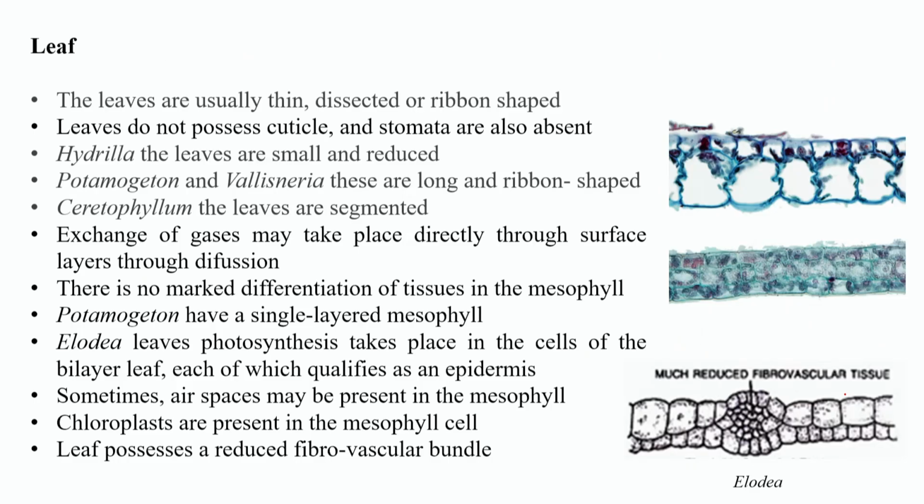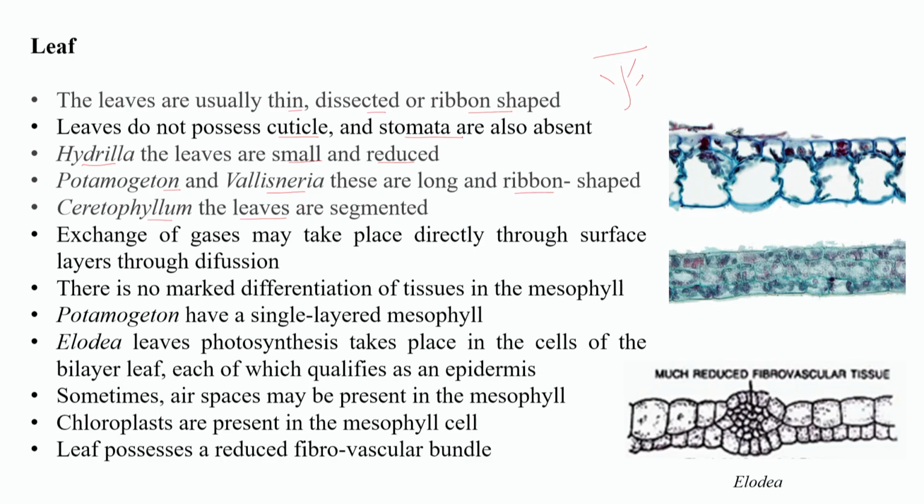Now the leaf also, you will see that it is thin and dissected or ribbon like when it is completely submerged. You have seen leaves, okay. Cuticle is almost absent. Stomata are also not present because there is a problem of gas exchange. In Hydrilla, you have seen that leaves are very small and reduced. In Potamogeton and Vallisneria, you will see that leaves are ribbon shaped, and in Ceratophyllum also leaves are segmented.